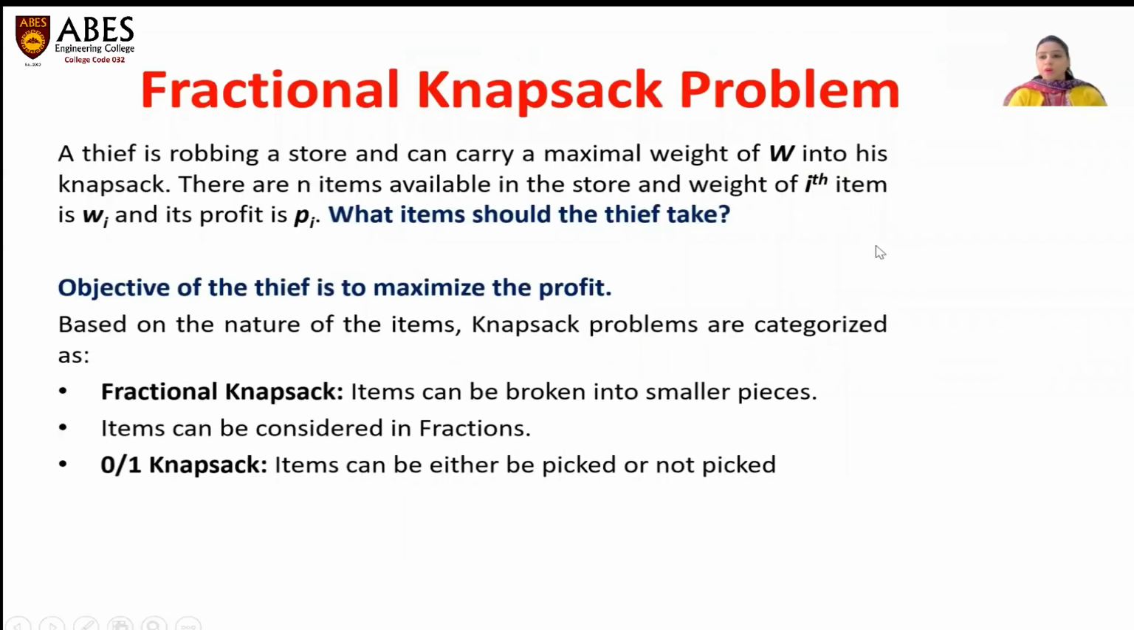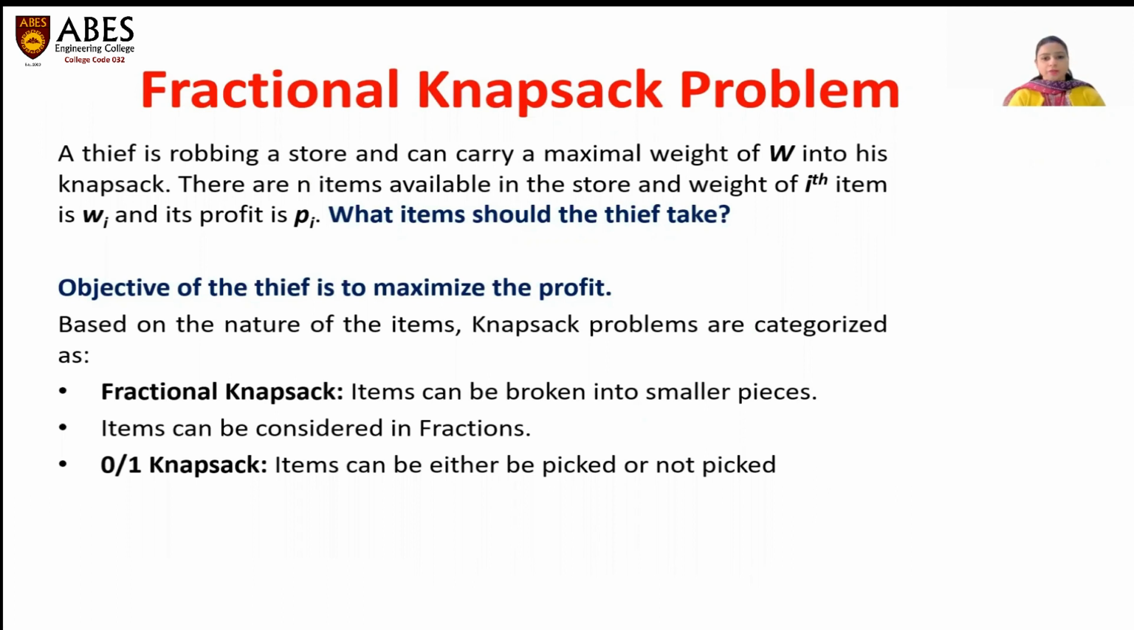So the fractional knapsack problem states that if a thief is robbing a store, he can carry a maximal weight of capital W in his knapsack. Suppose there are n items available in the store and the weight of the ith item is Wi and the profit is Pi. Which items should the thief take? The main motive behind the stealing is that the thief has to maximize the profit.